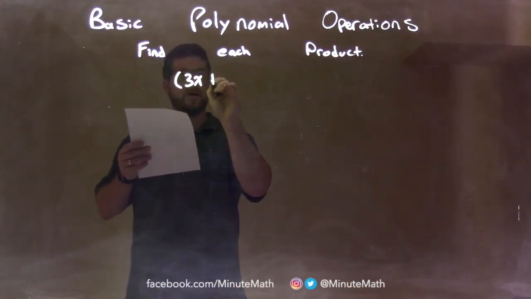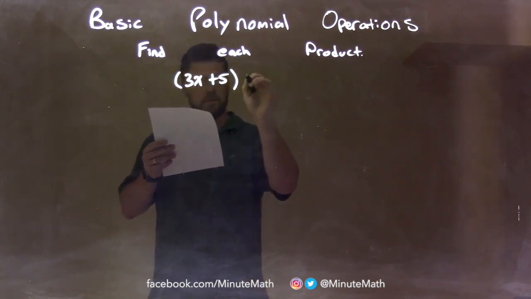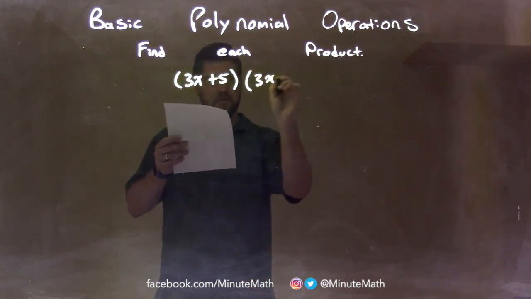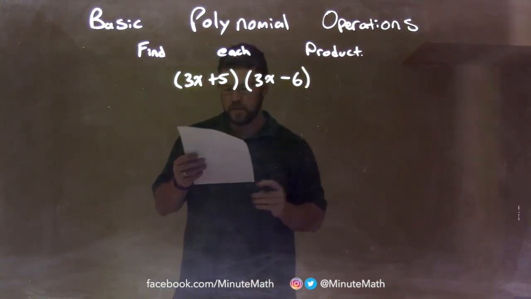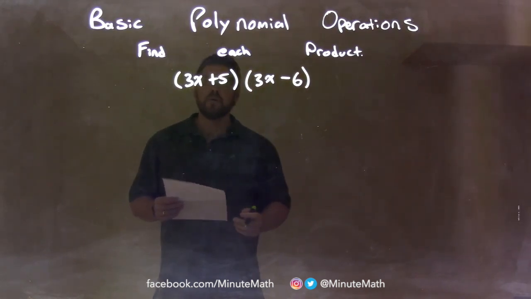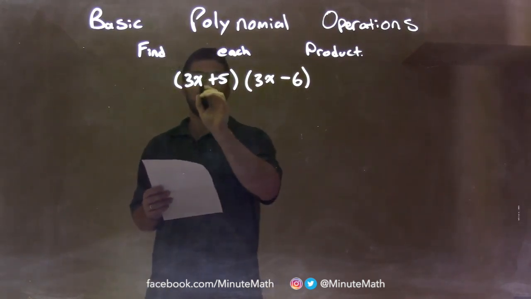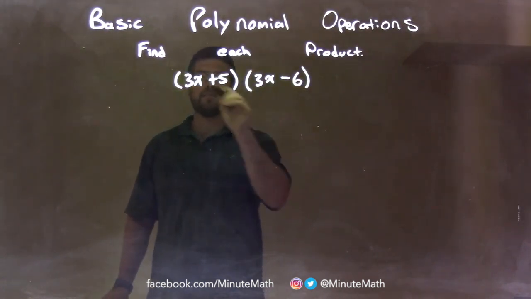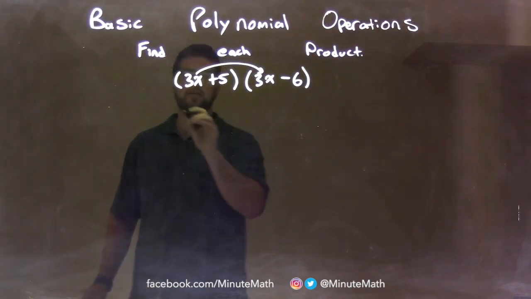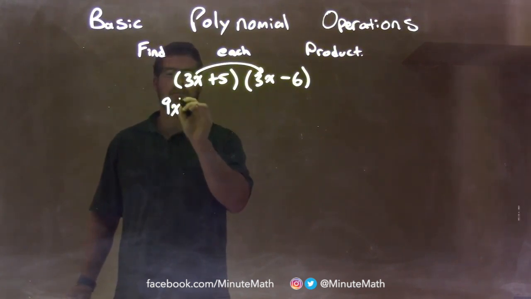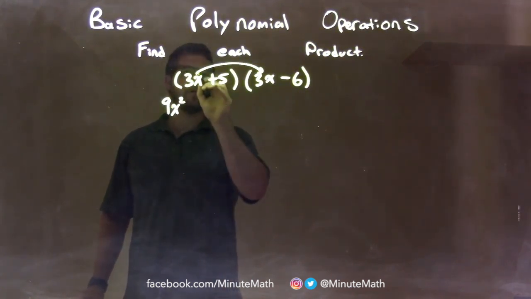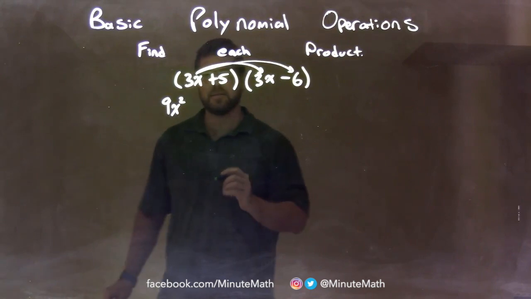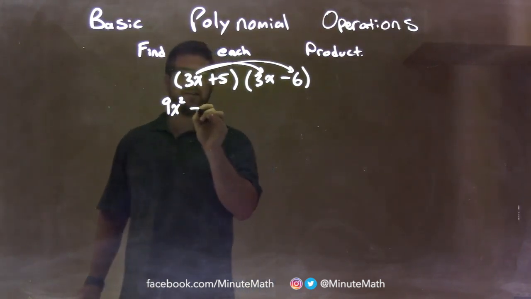3x plus 5 times 3x minus 6. Okay? Well, first thing I want to do is take all parts of my first parenthesis and multiply that by all parts of my second parenthesis. So 3x times 3x gives me a 9x squared. Then I multiply 3x by a minus 6, okay? And we get a minus 18x.